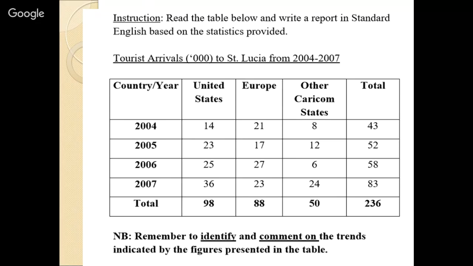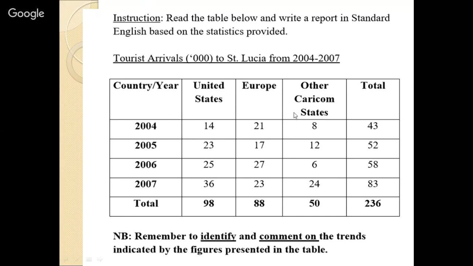So the trend is 21, 17, 27, 23. What would be the trend? 21, 17, 27, 23. Okay, it's fluctuating. Anyone agrees? Okay. So the figures do fluctuate, yes.